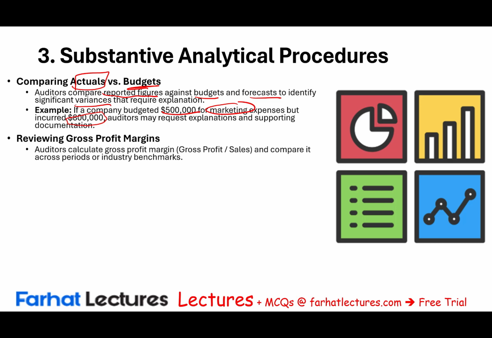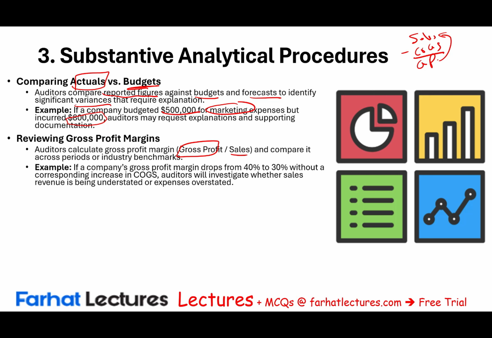You can review gross profit margin. This is important. What's a gross profit margin? Gross profit margin is taking gross profit and dividing it by sales. What's a gross profit? Sales minus cost of goods sold will give you gross profit. Then you take the gross profit divided by sales. For example, if sales is 100, cost of goods sold is 70, your profit is 30, we're looking at a 30% gross profit percentage. For example, if the company's gross profit drops from 40 to 30% without a corresponding increase, the auditor will investigate whether sales revenue is being understated or expenses overstated.